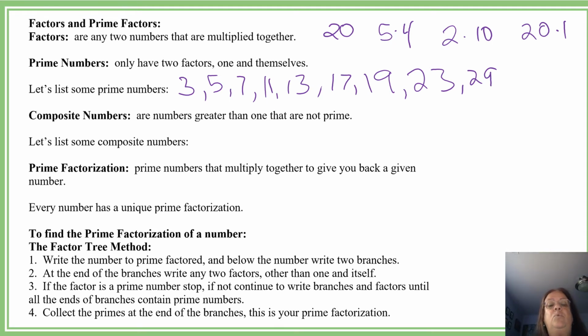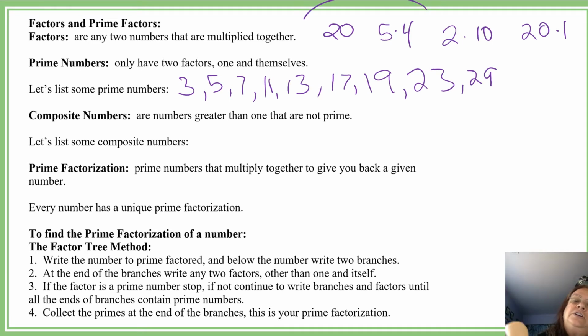Composite numbers are numbers greater than 1 that are not prime. So any number not on this list and less than 30 is composite. It's got more than one set of factors. Prime factorization is prime numbers that multiply together to give you back a given number.